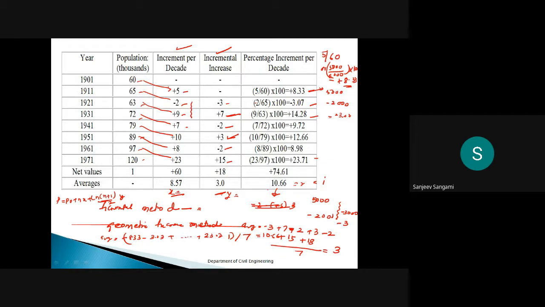That kind of problem also, you will not get that much difference if you are getting the arithmetic average here, 10.66, and in the geometric average sometimes you get 10.81, 10.51. So like that you have to do it. So then we'll move on to the incremental increase method.